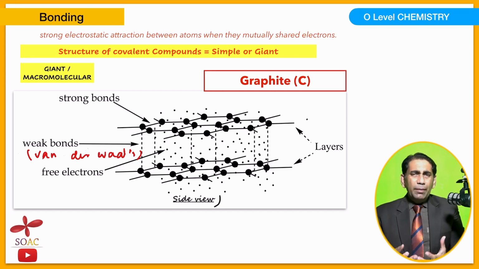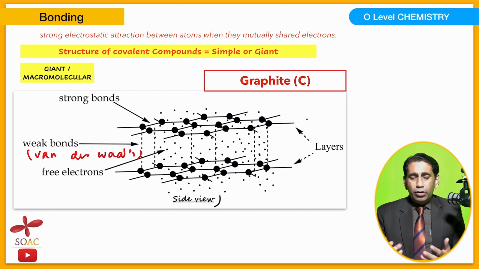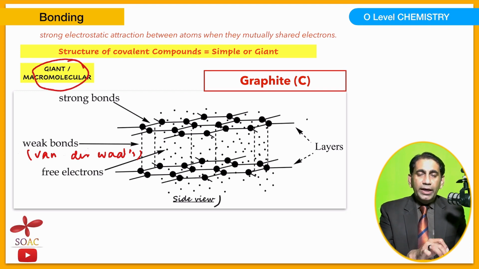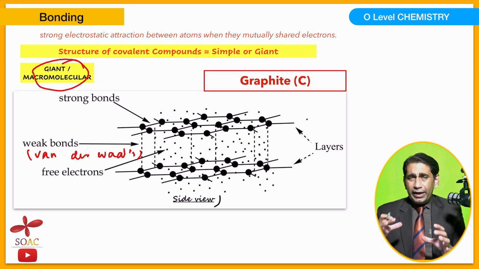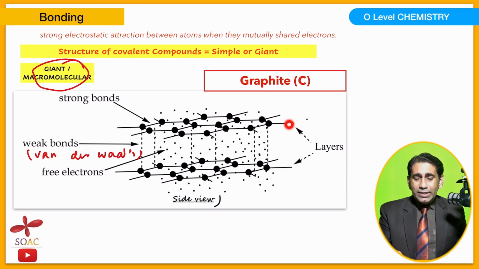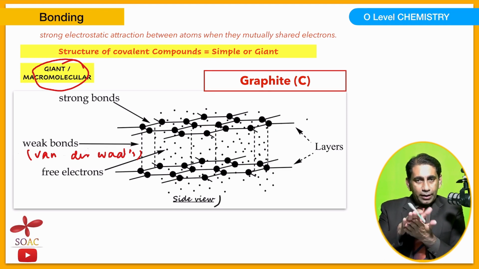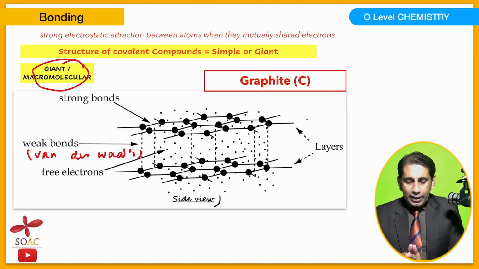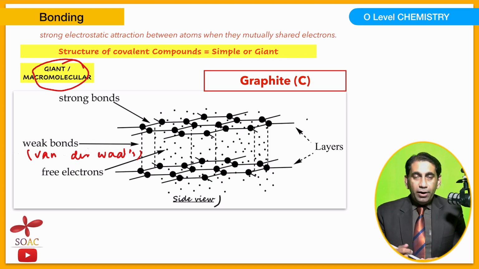Graphite also has a high melting point and high boiling point because of the strong carbon-carbon bonds, and the structure is also said to be a giant or macromolecular structure. However, graphite is soft because layers can slide over each other. Layers can slip because there are weak bonds between the layers. There is no true covalent bond between the layers.